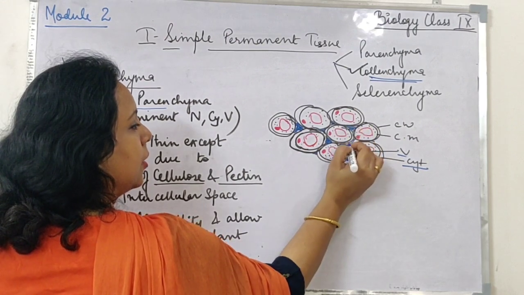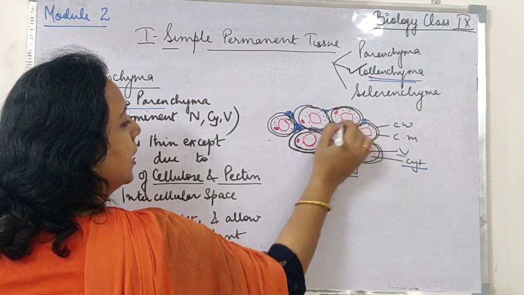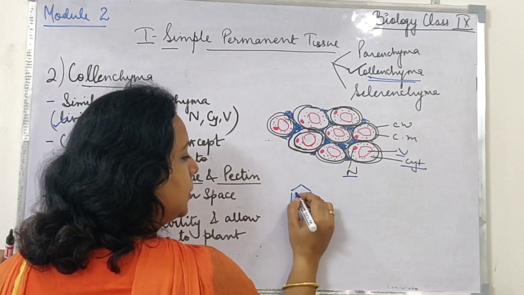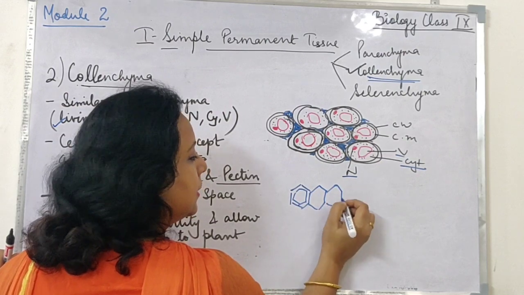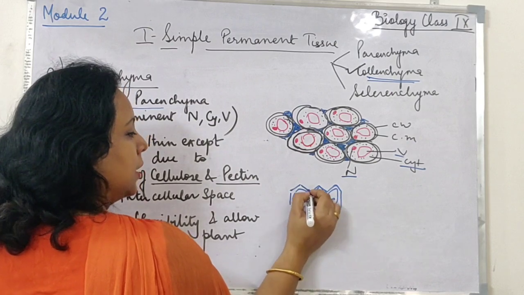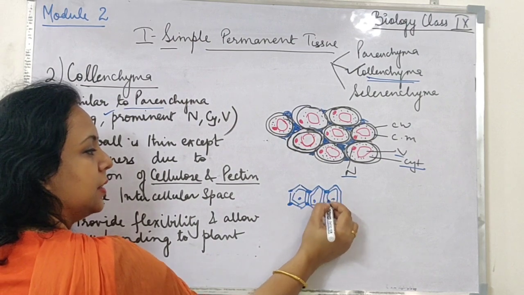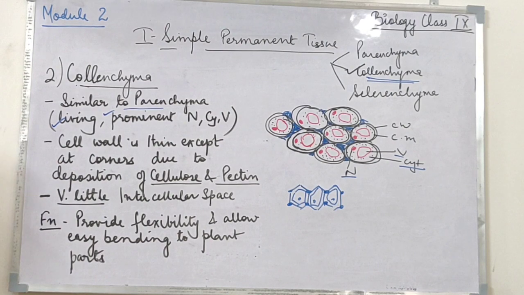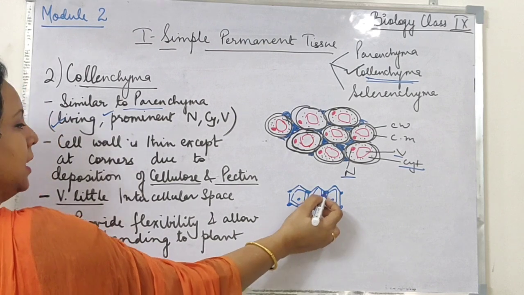If you see the corners, they are thickened. This is the only difference. Suppose these are the parenchyma cells. So, if I add these thickenings on the corners where the two cells are joined, it becomes collenchyma. So, the cell wall is thin overall except at the corners.